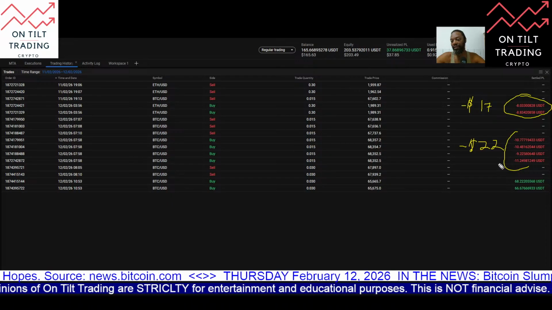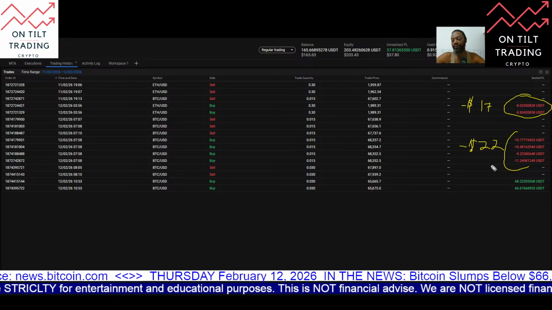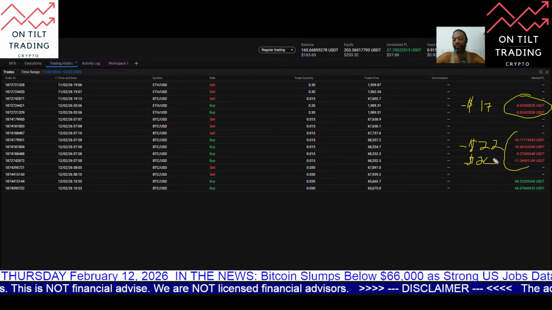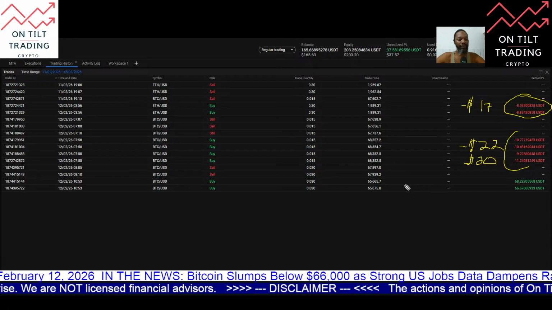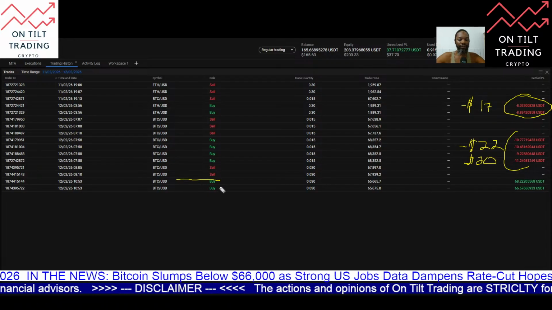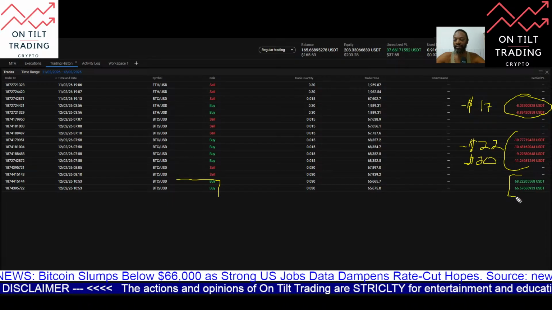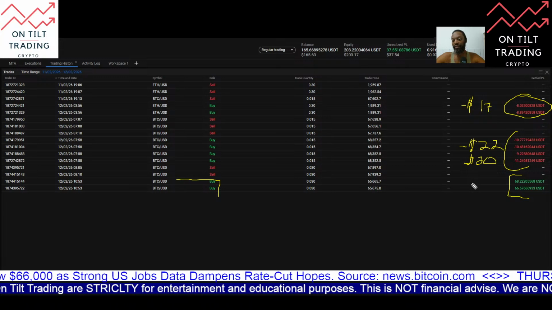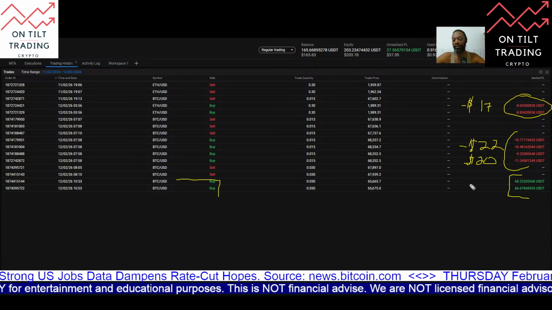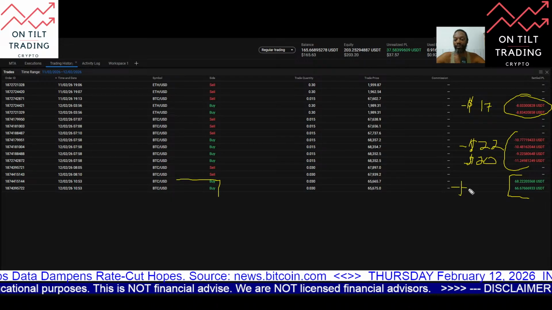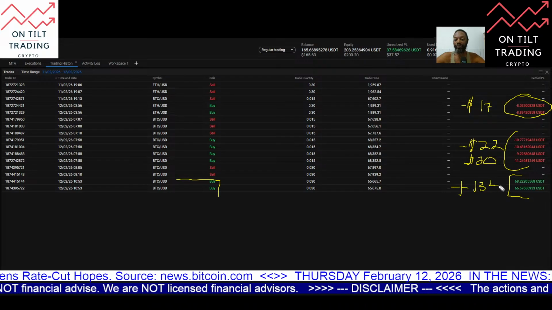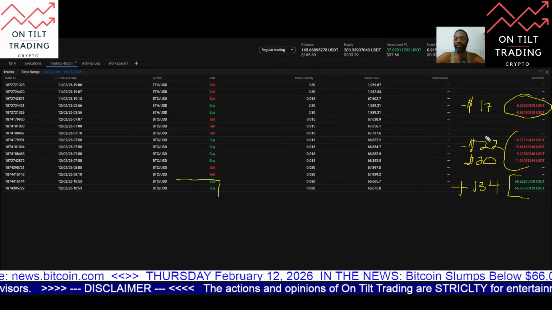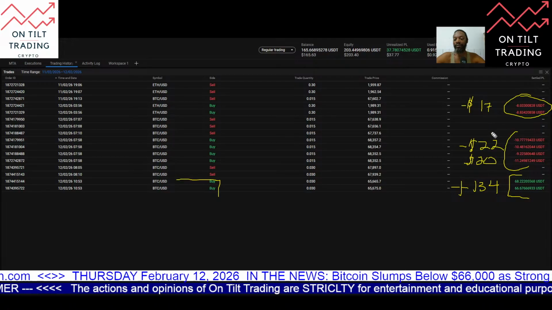And then this would be another 20, minus another 20. But then this is the position here that I was able to take profit in here. And then this comes up to, what is that, 120, 130. So this comes up to plus 134. And the total of the negative here comes up to, what is this, 39, so let's call it 40.